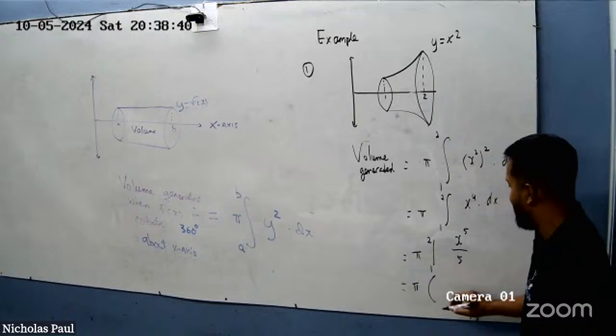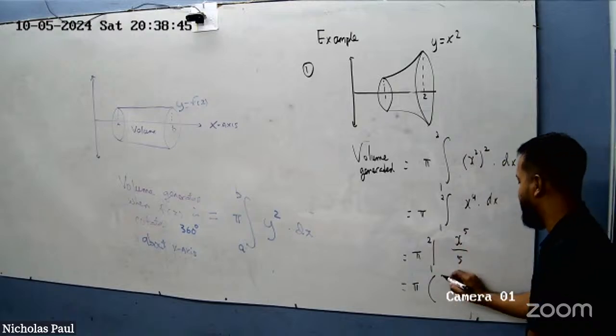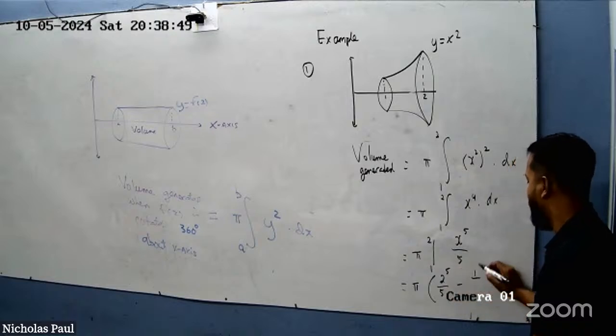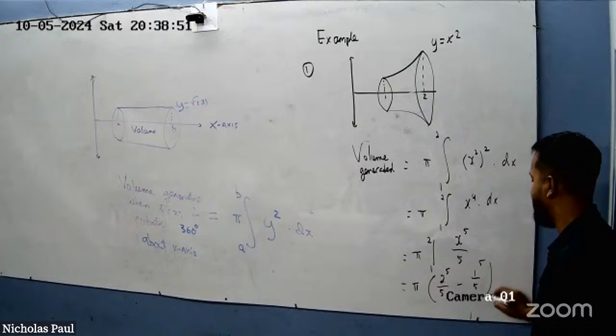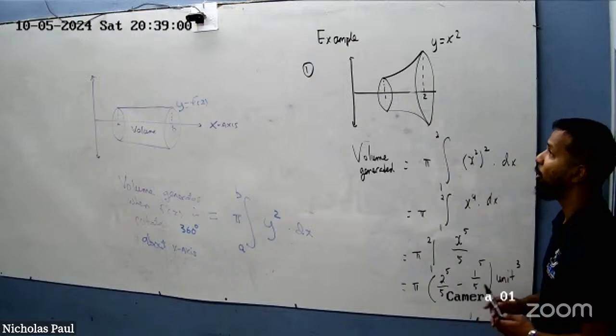Exactly. Right, plug in 2 and plug in 1. So that is 2 to the 5 over 5 minus 1 to the 5 over 5. And you're good to go. And your unit will be units cubed because it's volume, right? Online, you're okay with this?